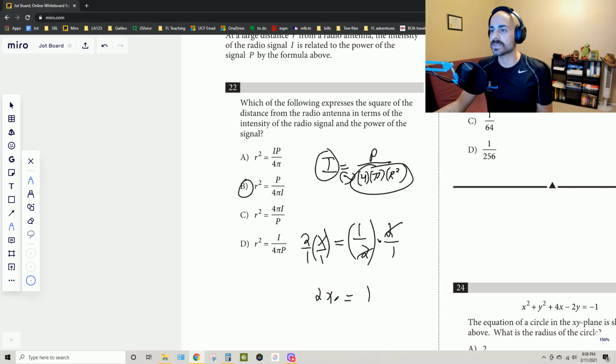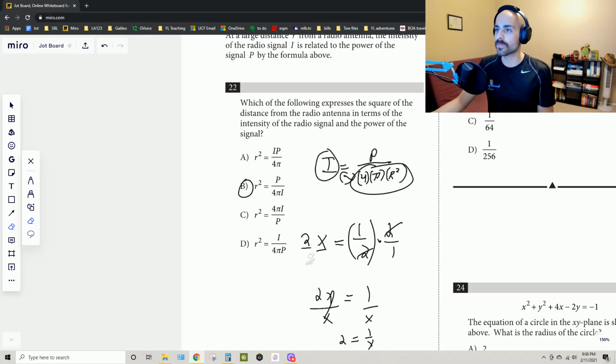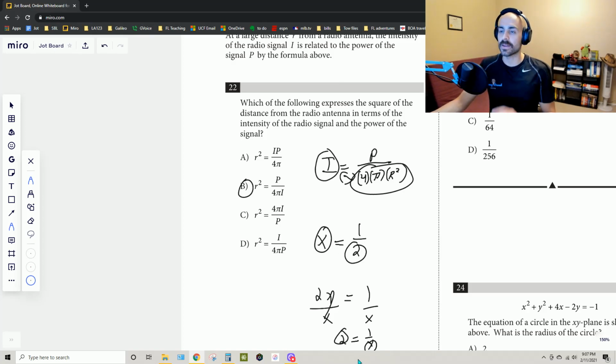But what if I want to get 2 by itself? Well, then I would divide x here and divide x here. This would cancel out, and I'd end up with 2 equals 1 over x. Or essentially, remember, if we look back at our original problem here, if x equaled 1/2, like I said, you can just swap this and the denominator. This single term and the denominator are interchangeable.